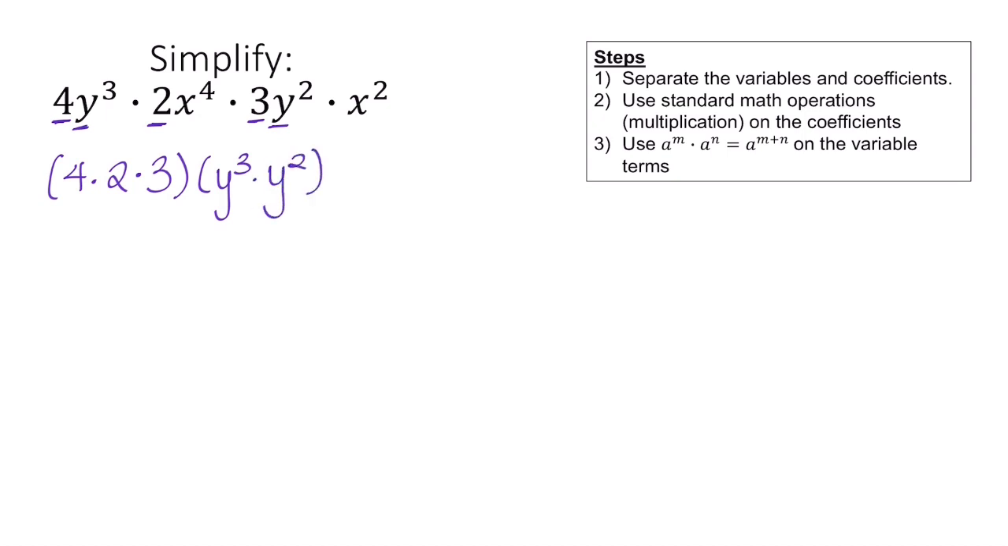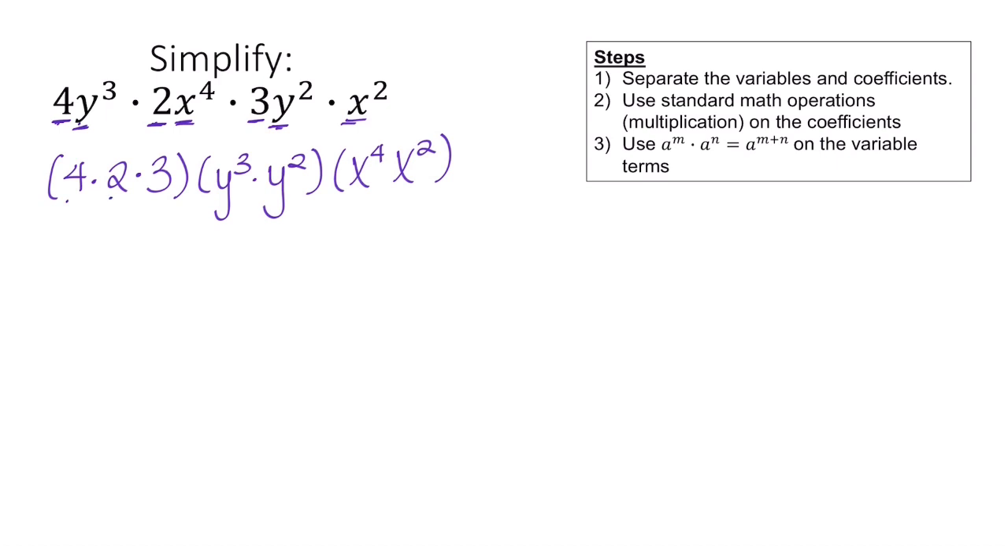And then I'm going to put the x terms together. So we have x to the fourth and we have x squared. It's always a good idea to go back and double check and make sure that you've accounted for all the terms. So we have our 4, 2, and 3, and then we have our y cubed and a y squared, and we have our x to the fourth and x squared. So what I mean by working with the coefficients separately is this 4, 2, and 3, they're just going to get multiplied together.